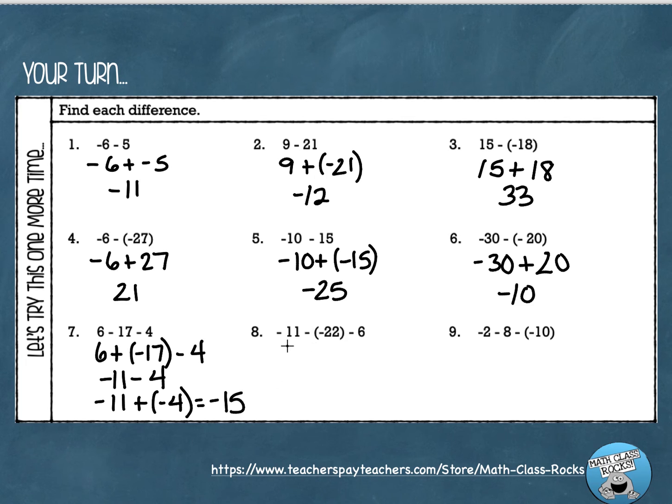For my next one, I'm going to bring down negative 11. That's my first integer. This minus sign is going to become a plus, and negative 22 is going to turn into positive 22. And I'll bring my minus 6 down for now. Negative 11 plus positive 22, different signs. So I'm going to subtract them and get 11. It's going to be positive because 22 has a greater absolute value than 11. Then I'm going to bring down minus 6.